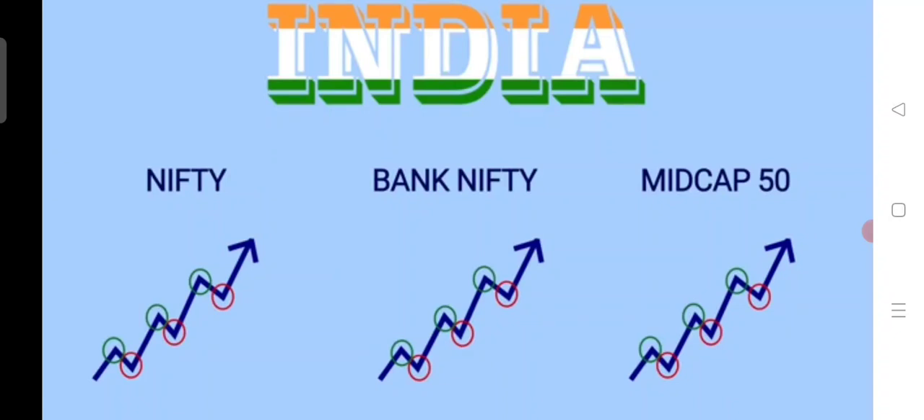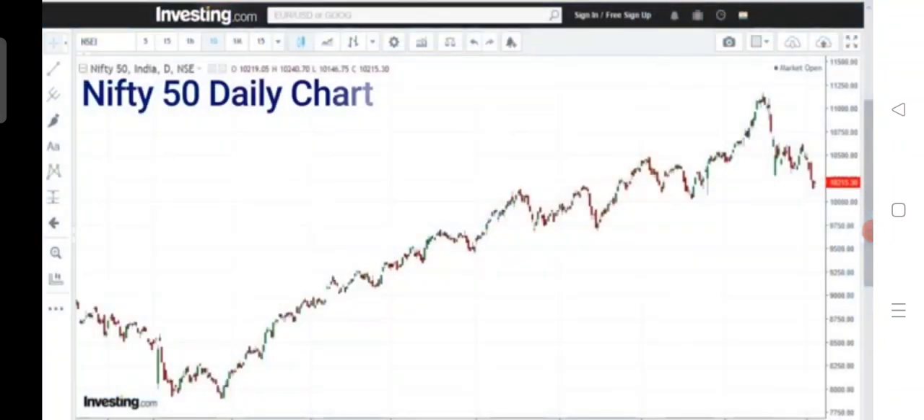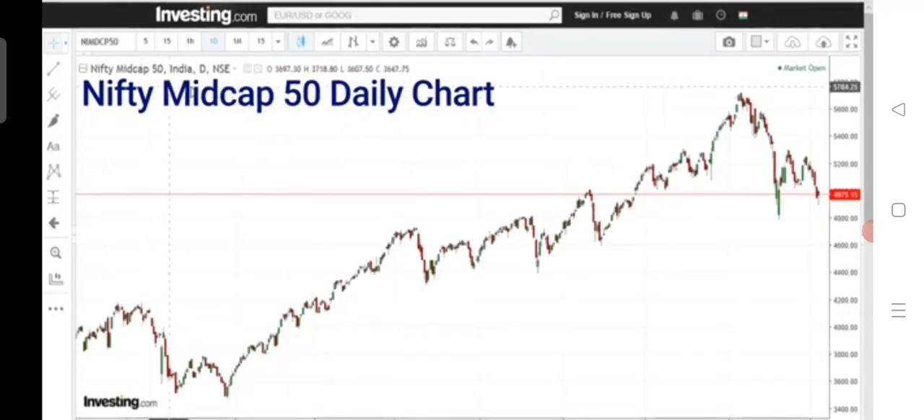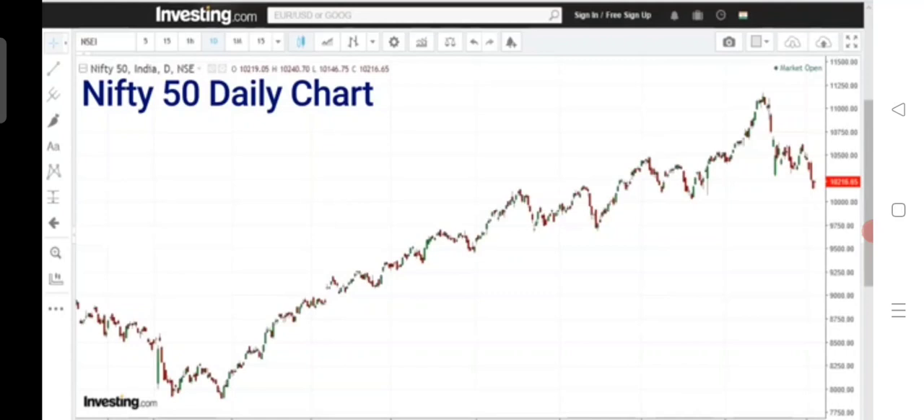Let us look at the example here in the case of Nifty, the Bank Nifty and NSE Midcap 50. Let us look at the charts right now. Here we have plotted the charts in the investing.com platform. Here you are looking at the Nifty 50 daily chart. Then we have the Nifty Bank daily chart, and then we have the Nifty Midcap 50 chart. Now these are three important averages in the context of the Indian market.